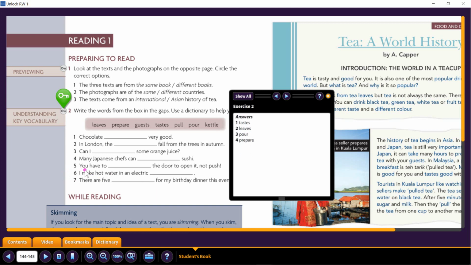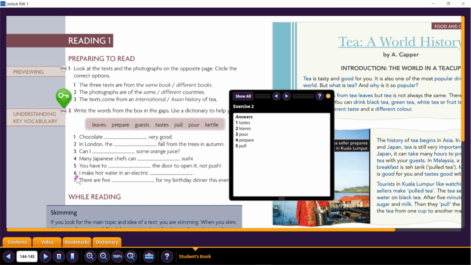Number 5, you have to what? The door to open it, not push. The opposite of push is pull. So pull means يسحب. Push in Arabic means يدفع. So these two terms are opposites.